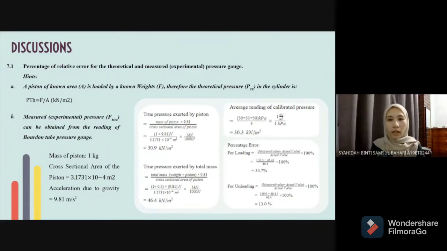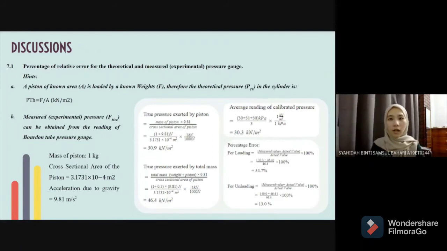second squared. And then we find the true pressure exerted by the piston, which is mass of piston times gravity, divided by the cross-sectional area of the piston, and we get the answer of 30.9 kilonewton per meter squared. And then for the true pressure exerted by the total mass, the result is equal to 46.4 kilonewton per meter squared. And then we find the average reading of calibrated pressure. The final answer is 30.3 kilonewton per meter squared.